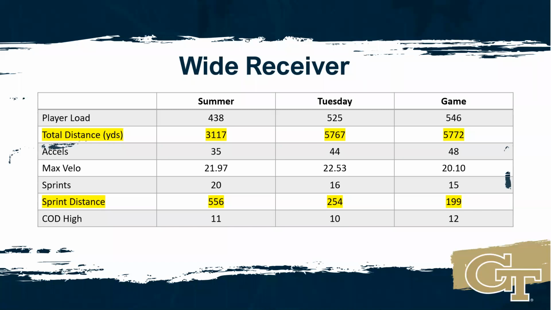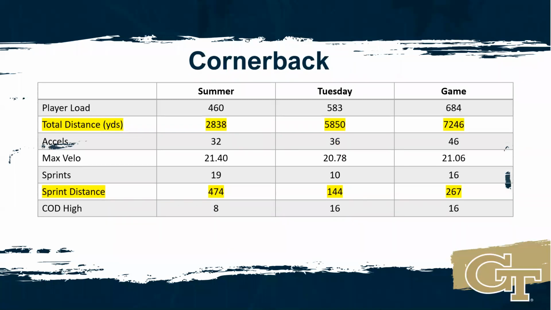But let me flip over to the corner so you can see them as well. Again, if you look at the total distance that those skill guys are running, it's half. I mean, that's literally less than half of what this corner was doing in a summer session compared to what he was doing in a Tuesday practice. Accelerations are pretty close. Sprint distance, 474 yards versus 144. Now, his game goes up a little bit more, and I'll try to speak to a little bit of the difference in that in a minute.